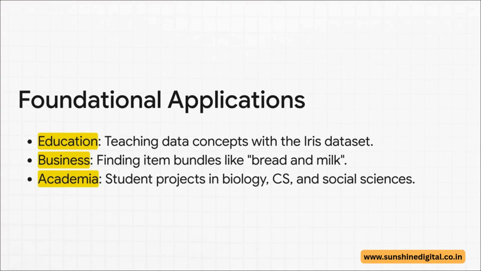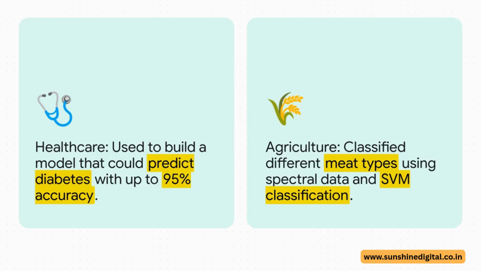So, on a basic level, Orange is a total star in the classroom. It's famously used to teach core data science concepts. Small businesses are using it to find simple patterns, like figuring out that customers who buy bread also tend to buy milk. And it's an absolute go-to tool for student projects in just about every field you can imagine. But let's step it up a notch. The applications get way more specialized, and the impact gets much bigger.